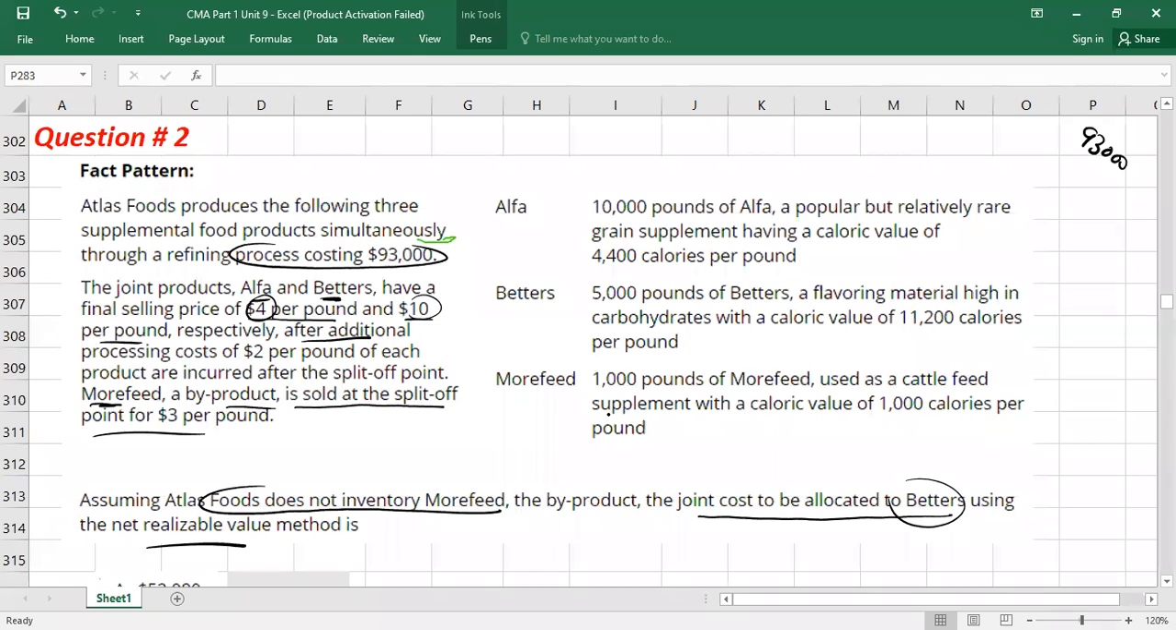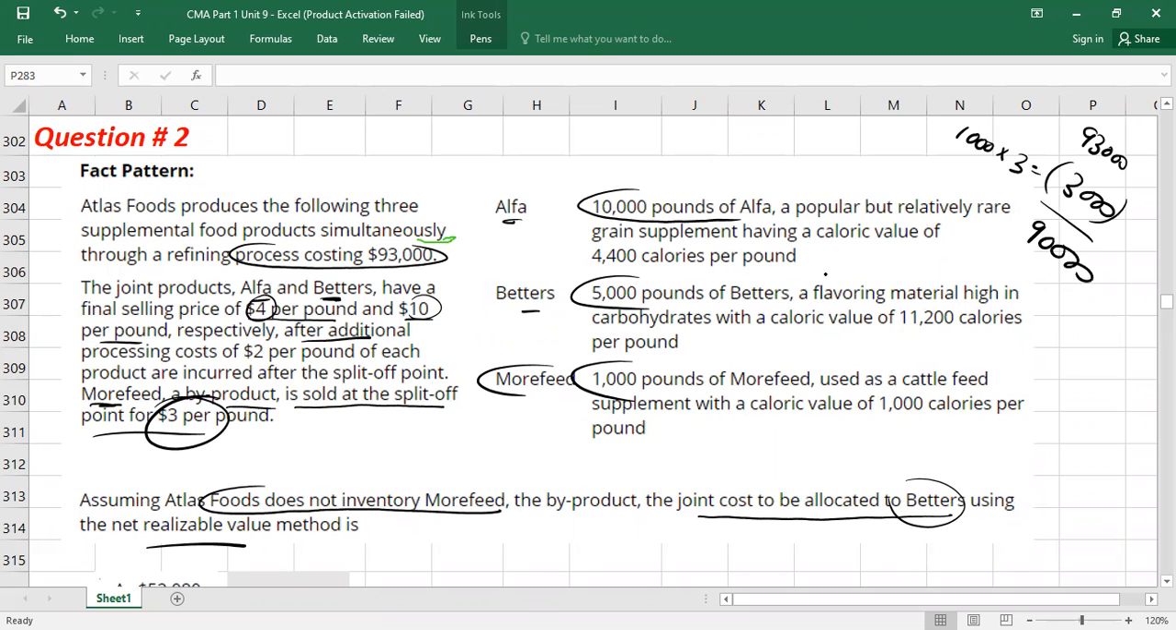So how many pounds of byproduct do we have? It's given next. Alpha, how many pounds do we have? 10,000 pounds. Beta we have 5,000 pounds. And more feed we have 1,000. So more feed, how many pounds? 1,000. And you sold it for how much? 3 per pound. So it will be how much? The remaining will be what? 90,000 is the common cost.